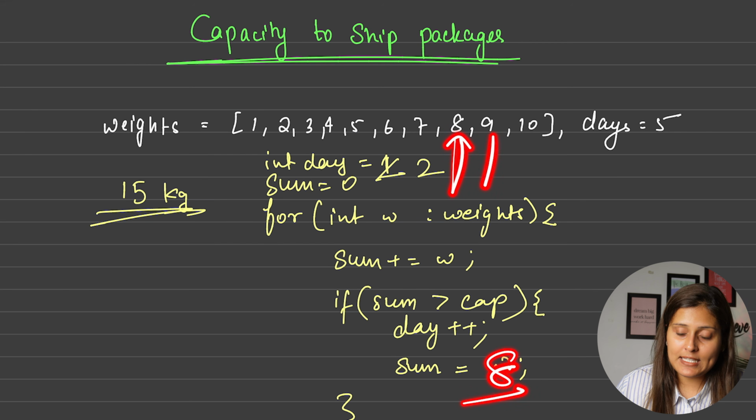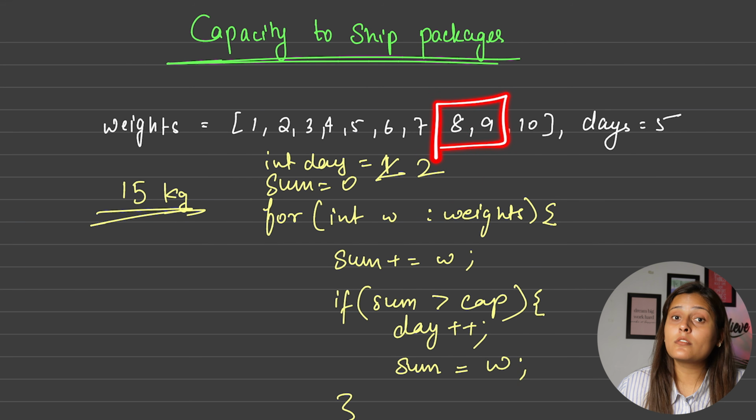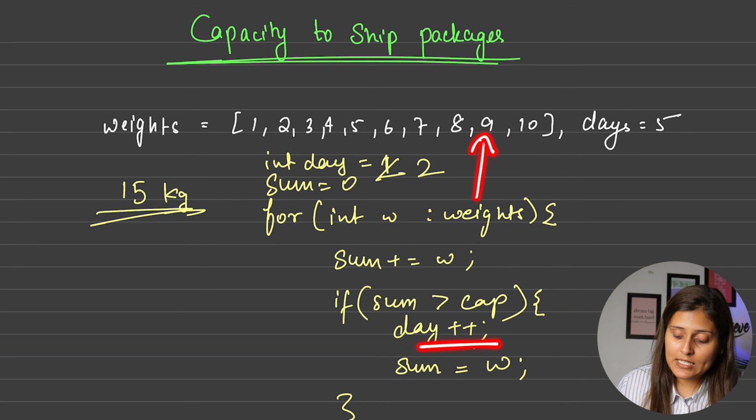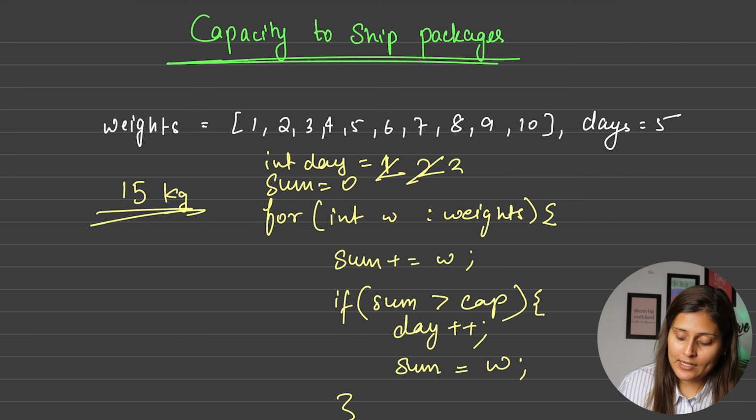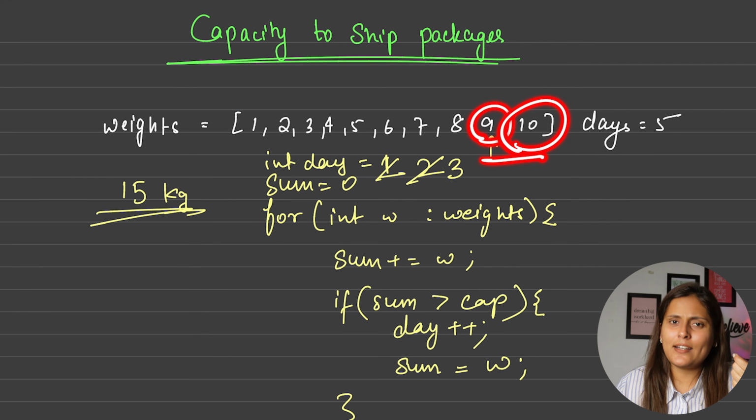So 8 plus 9, 17. Hence 17 is greater than 15. So when I will be at 9, again I will increase the day. So day will become 3 and initialize the sum with 9. Yes. So let's increase the day and initialize the sum with 9. Now I will be here. Sum will be 9. Next time 10. So 19. 19 is again greater than 15.